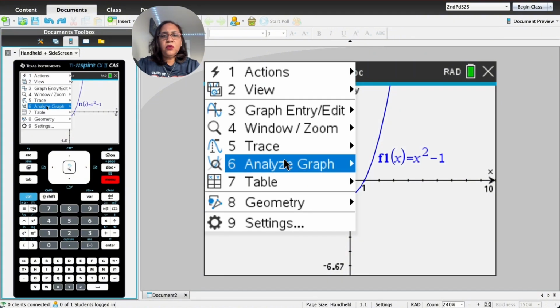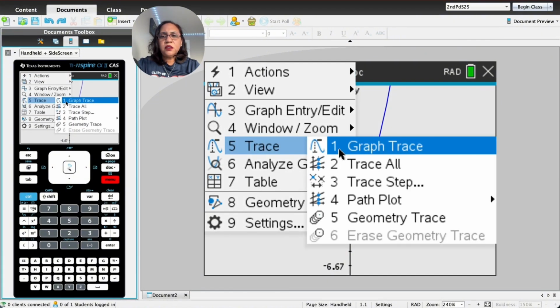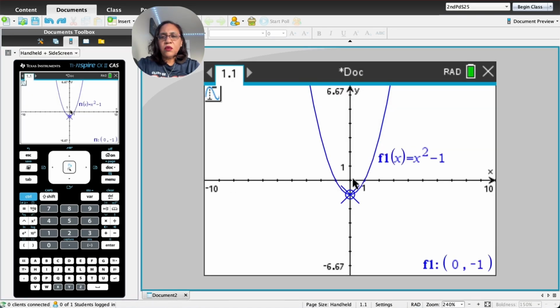So menu and trace. And I can just take my mouse up, and you notice that there's a 0 there. So that's also a way you can evaluate a function. Let me go to the left. That's the y-intercept. And there's another 0, right? So for this function, we have 2 zeros and a y-intercept that are easily found.